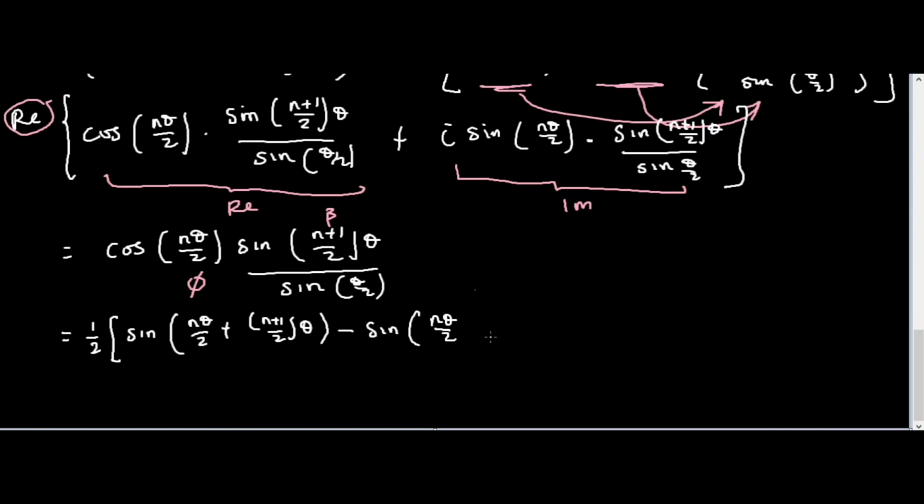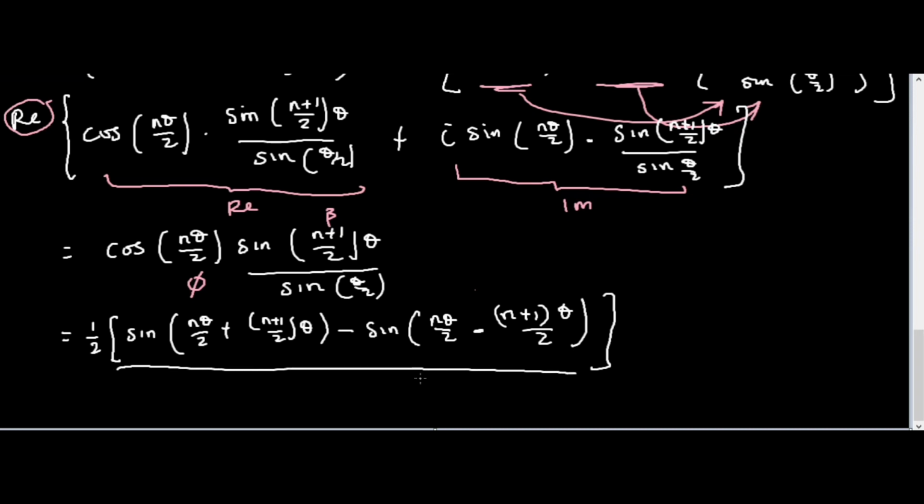N pi over 2 minus n+1 pi over 2, right? Now, don't forget we still have all over sine of pi over 2. Don't forget.